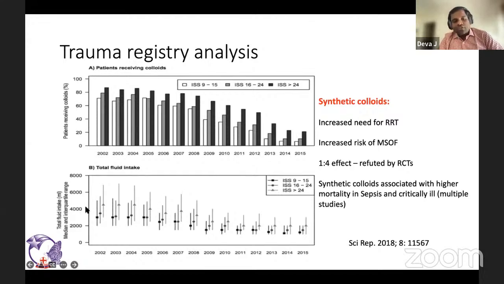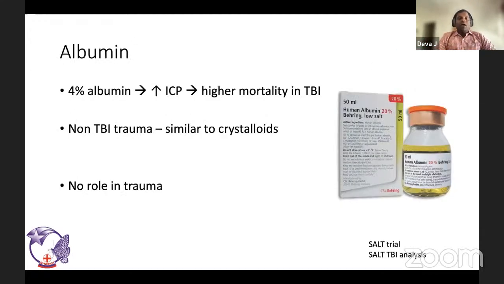And it is very interesting to note that the overall fluid given to trauma victims over that 13 year period has come down as well. In severe trauma, we were using about 4.5 liters in 2002, and now we are using half of that. So the practice is changing. We are giving less volume, more blood, less crystalloids, more blood, number one. Number two, we have completely stopped using colloids in trauma. So avoid colloids, that's the bottom line. How about albumin? Albumin as a fluid is exciting.